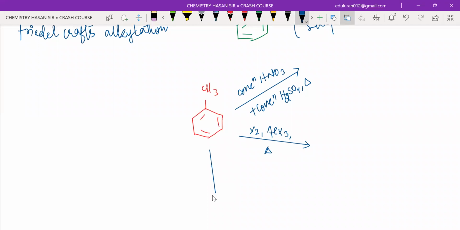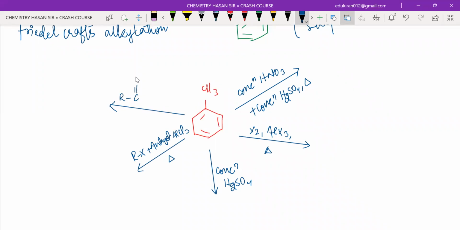Then comes the third, that is concentrated H2SO4. Then comes the fourth, RH plus anhydrous AlCl3 and heat. Then comes the next one, RC double bond OH plus again anhydrous AlCl3 or AlX3. I'm going to put it here because I have to take care.